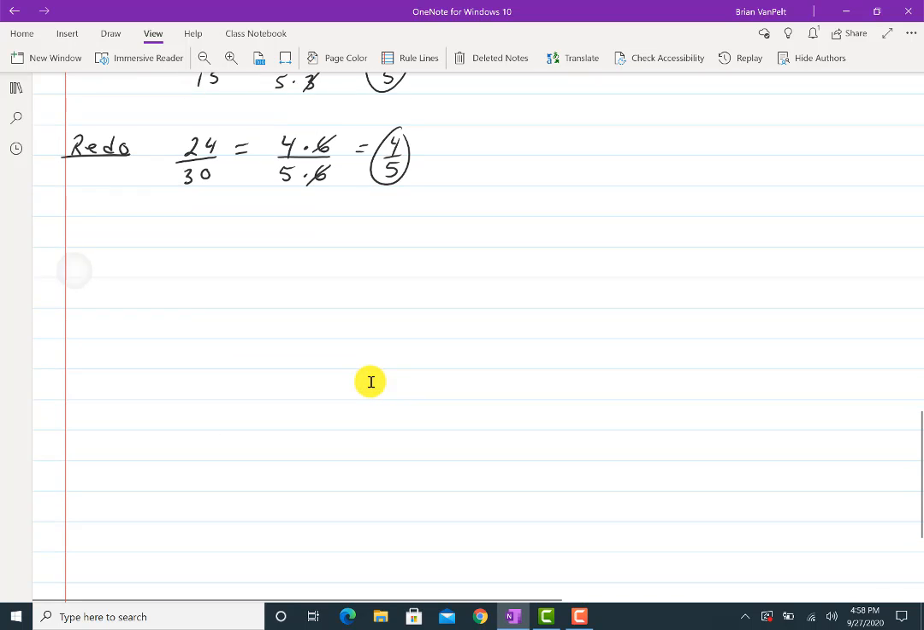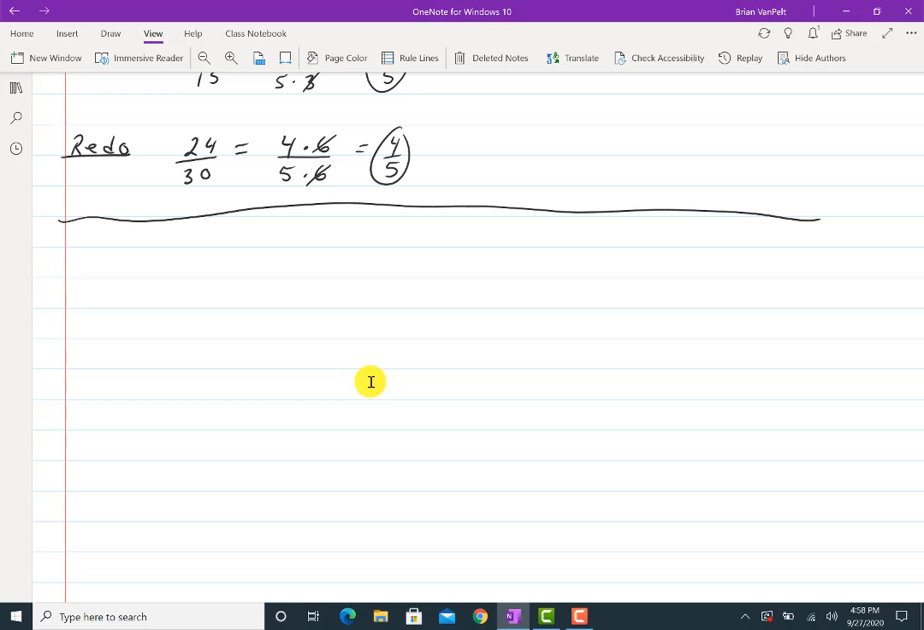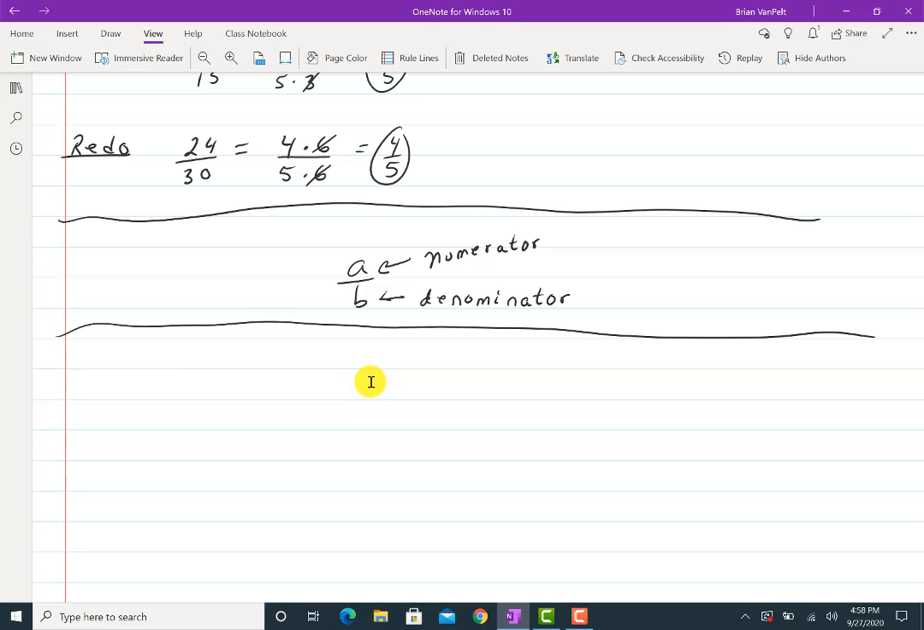While I'm at it, let me write something down here. This top part is referred to as the numerator, and the bottom is the denominator. I want to use these words because I'll use them throughout the discussion, and I just want you to be comfortable with what I'm talking about. So the numerator is on the top, the denominator is on the bottom. All right, let's continue the exercise.